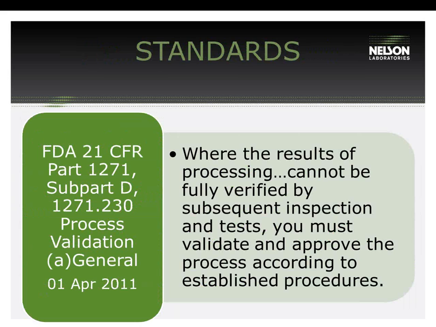So there are really two main areas that we look to for requirements regarding process validation. The first, of course, is the FDA and their 21 CFR Part 1271 Subpart D. And process validation, in general, it says, where the results of processing cannot be fully verified by subsequent inspection and tests, you must validate and approve the process according to established procedures. Now, you see the requirement here is fairly loose. There is the requirement to do it, but no requirement regarding how to do it. So the established procedures are determined by the individual tissue bank. And all you have to do is just show that you are accomplishing what you want to accomplish.